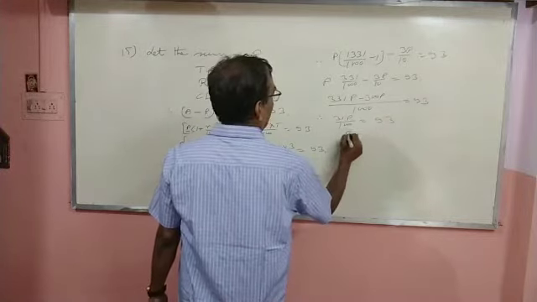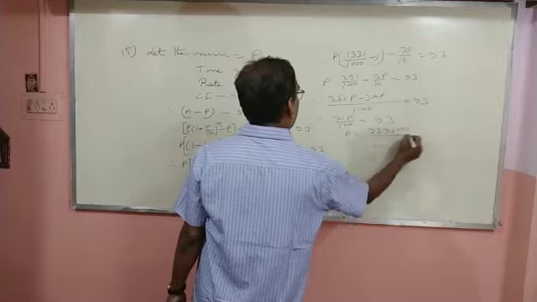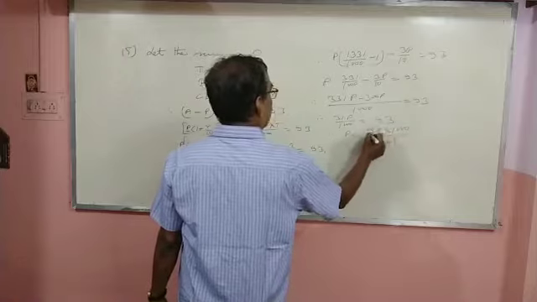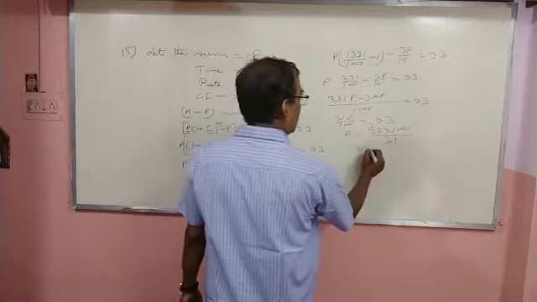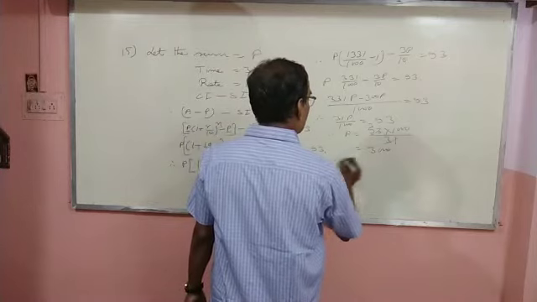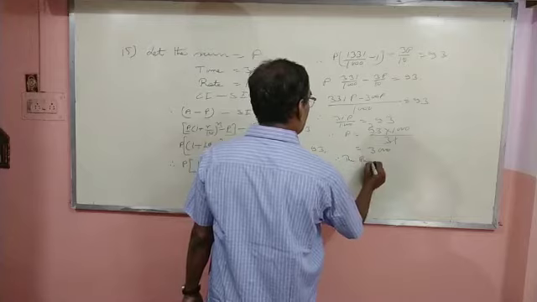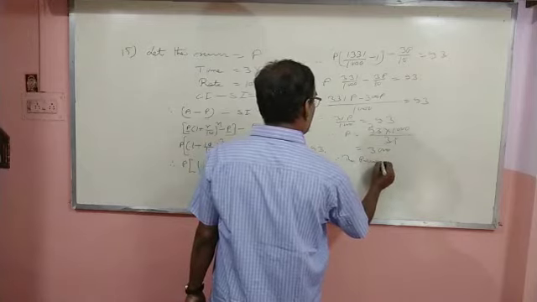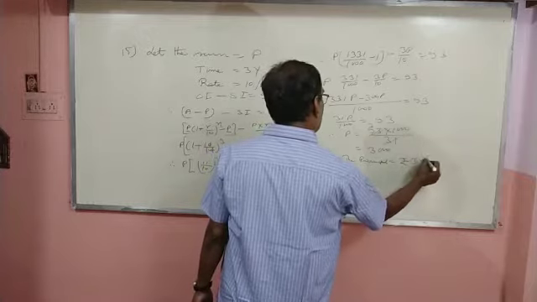So P will be equal to 93 into 1000 divided by 31. 31 3s are 93, which is equal to 3000. So therefore, the principal is equal to rupees 3000.